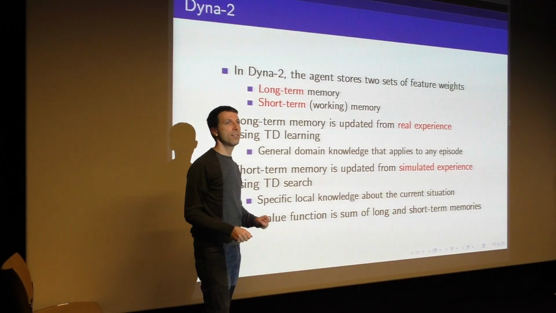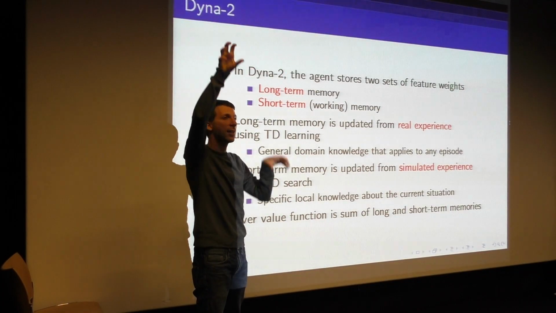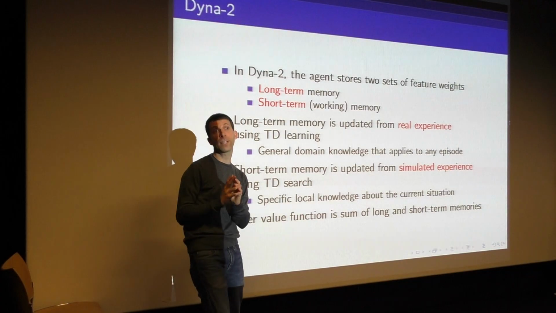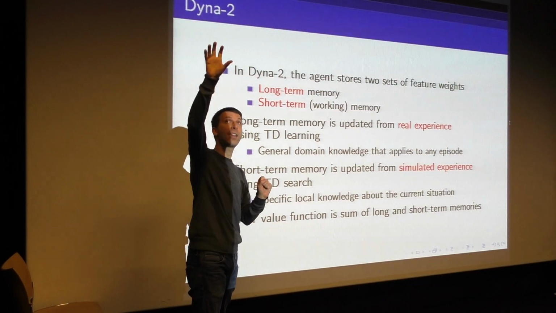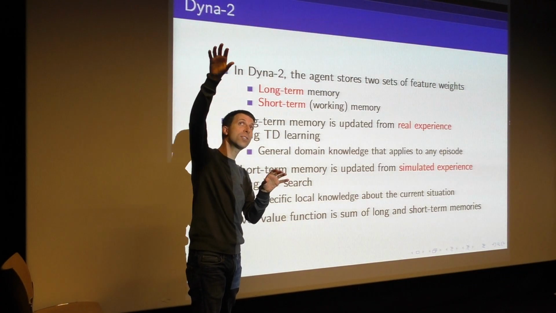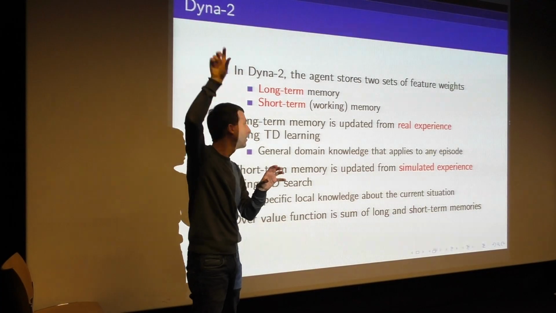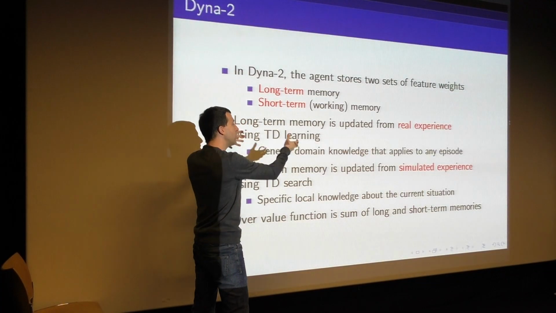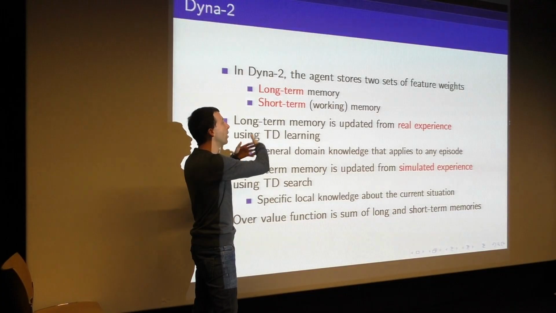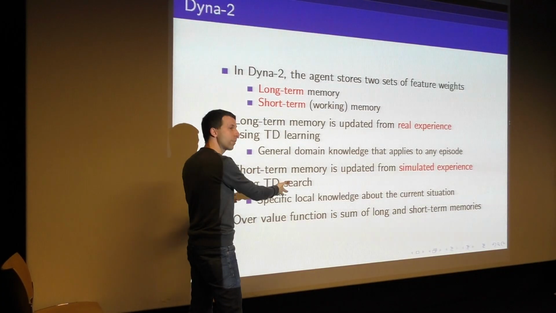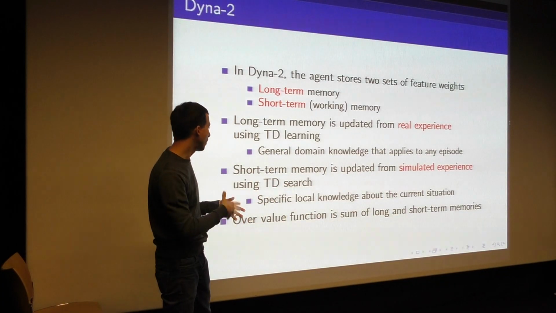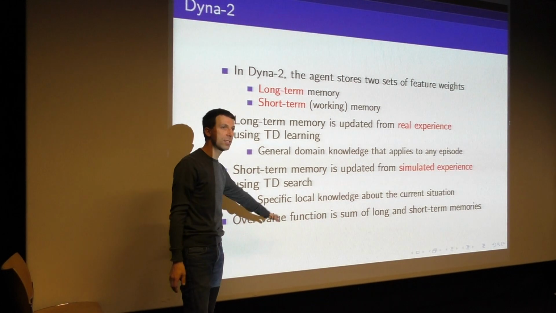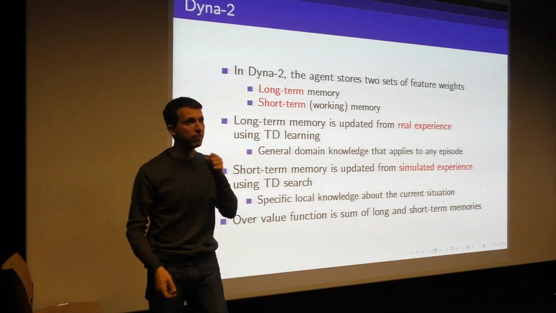This thing tells me that, in general, it's a good idea to move your hands like this. This thing tells me that I've done some look ahead from this point onwards, and I know that in this situation, this rock is loose, and I'll probably fall over if I move my hand here. So the idea is we maintain two different types of memory. We update one of them from real experience, and one of them from simulated experience. And then we sum these two together to give us our overall value function.